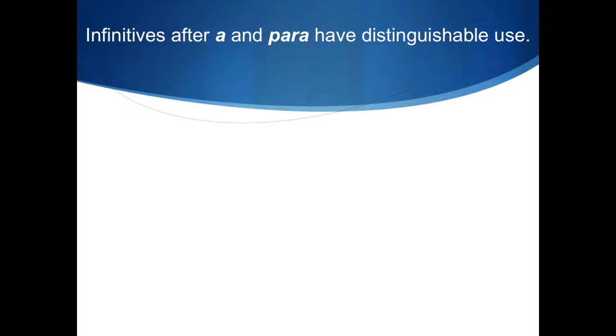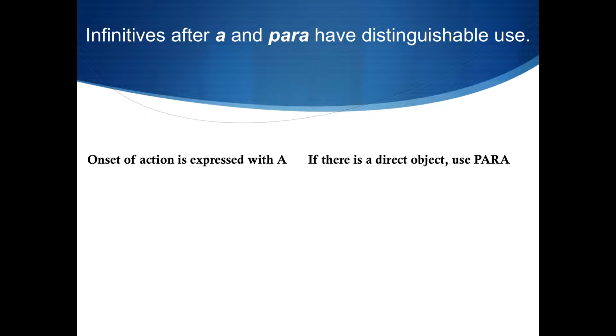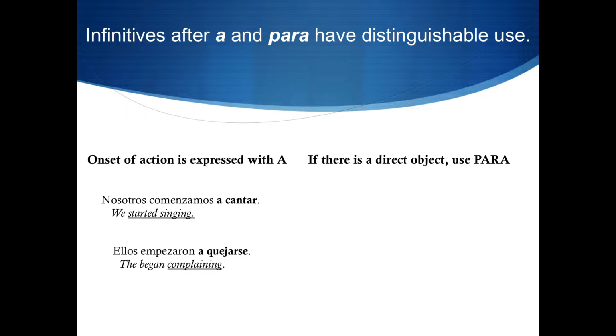Infinitives after a and para have distinguishable use. The onset of an action is expressed with a. If there is a direct object, you will use para. Nosotros comenzamos a cantar. We started singing. Ellos empezaron a quejarse. They began complaining.